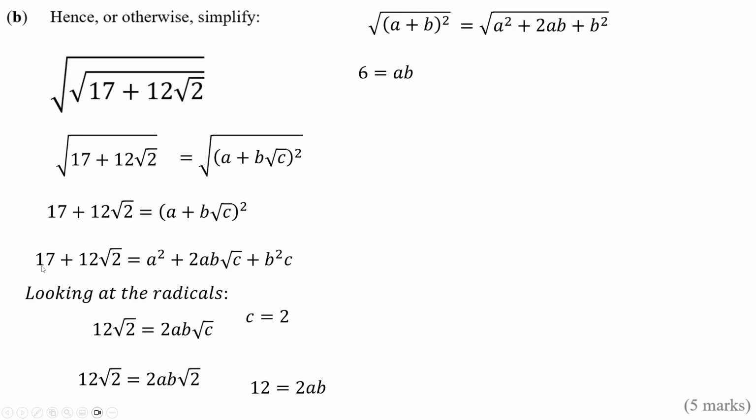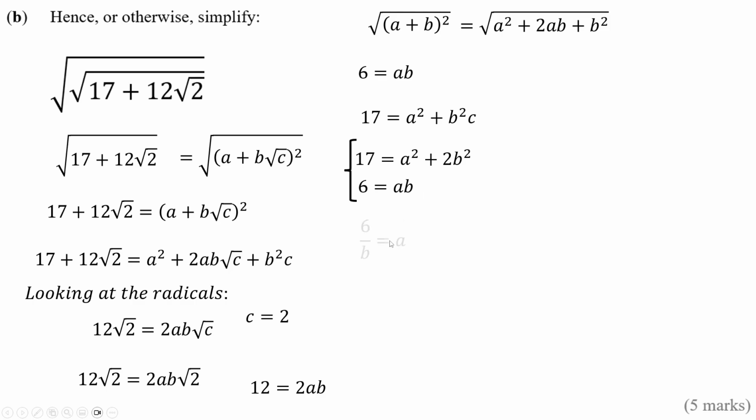So now we've just got 17 left, and the only things we've not looked at are a squared and b squared c. So 17 must equal a squared plus b squared c. Now we can solve this simultaneously where we have these two. We'll rearrange for either one.